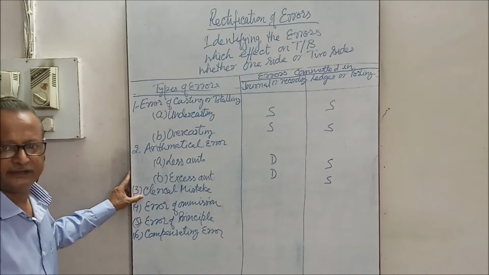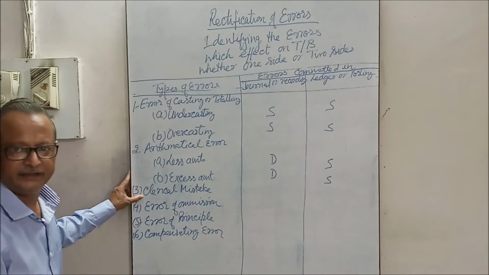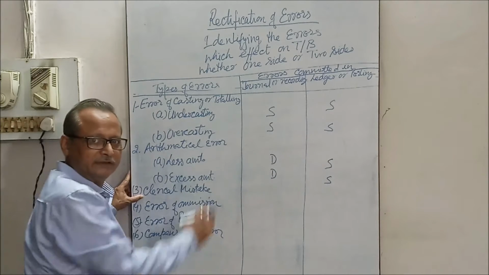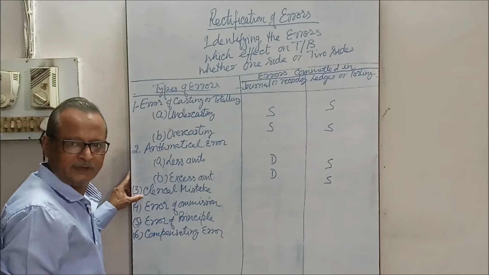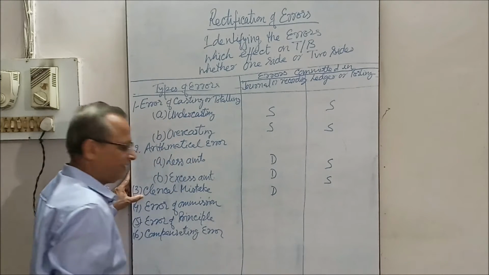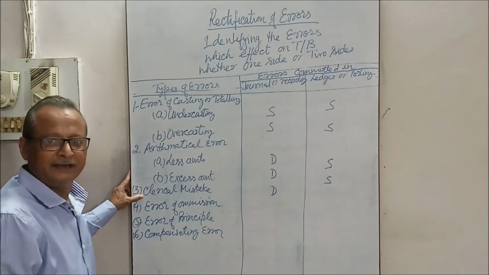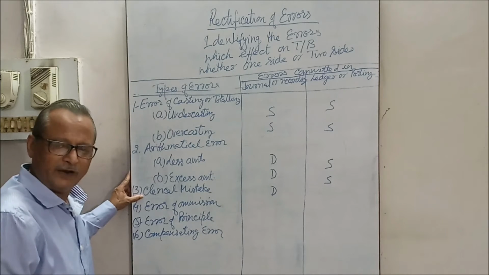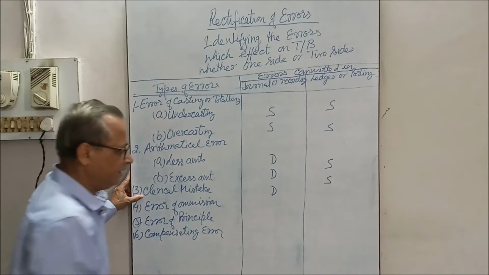Clerical mistake, this is error of commission. If it is made in the books, if it is mentioned in the wrong book, then in that case it is a double-sided error. But if the wrong side is written while posting in the correct account, it is a single-sided error.